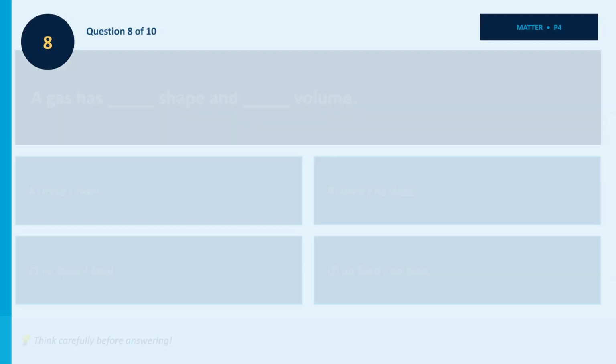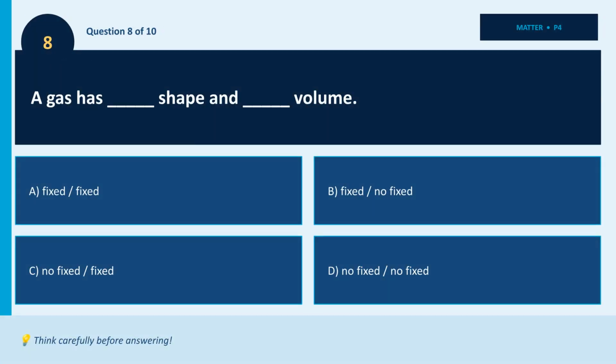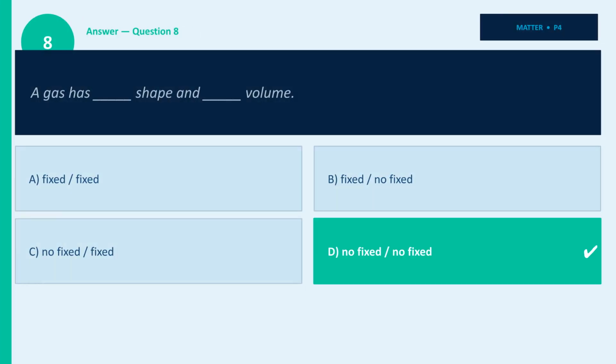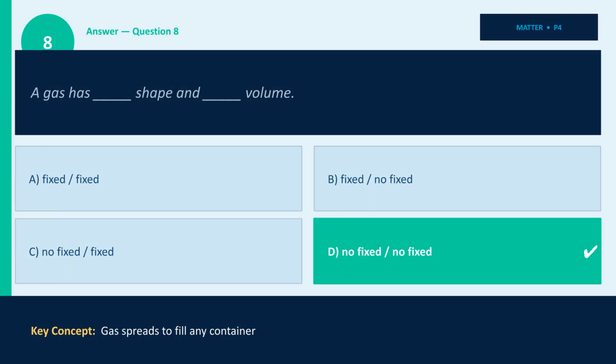Question 8 of 10. A gas has blank shape and blank volume. Choose from the 4 possible combinations. The correct answer is D. A gas has no fixed shape and no fixed volume. The key concept is that gas spreads to fill any container.